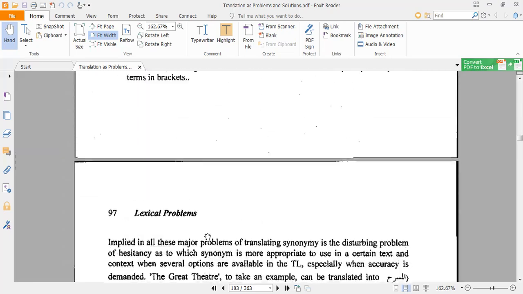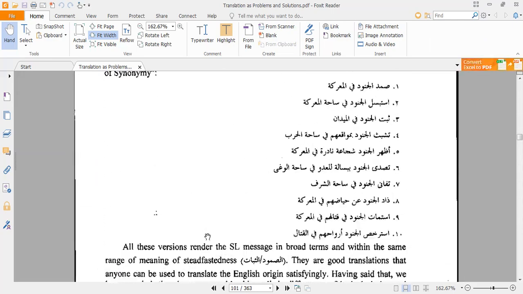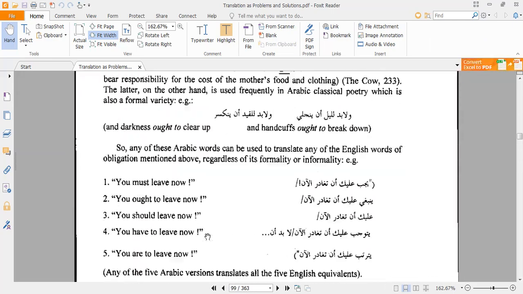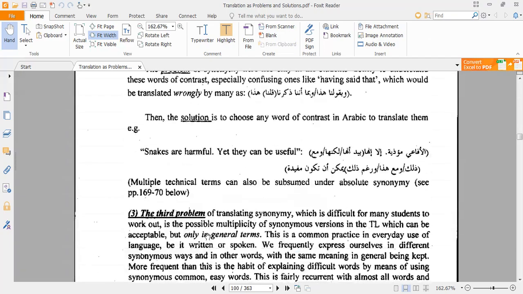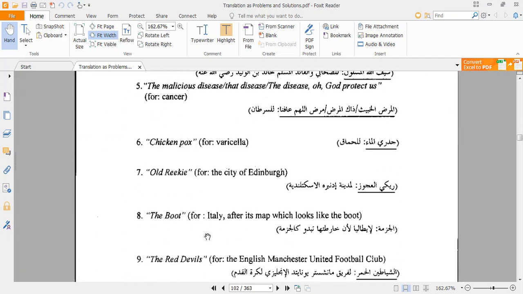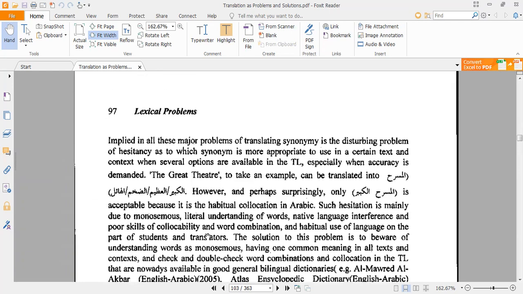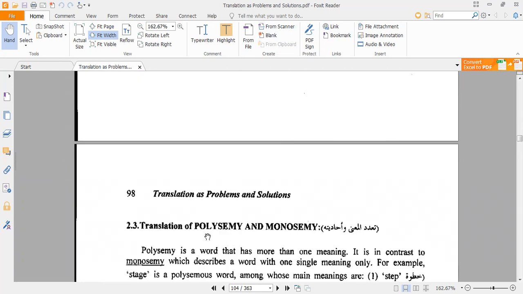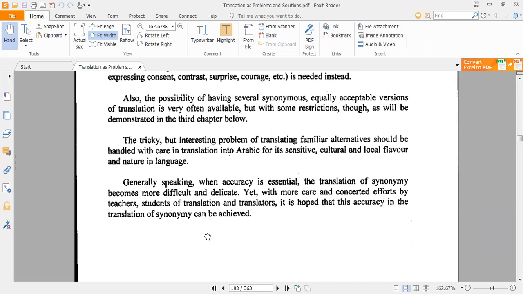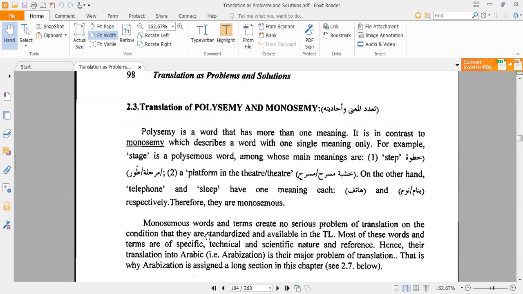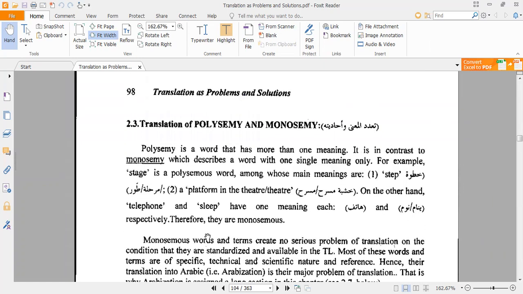Actually, this is the end of this lecture. Next week we are going to talk about, or our journey will be continued talking about, lexical problems, and we will see another type of problems which is polysemy and its varieties.